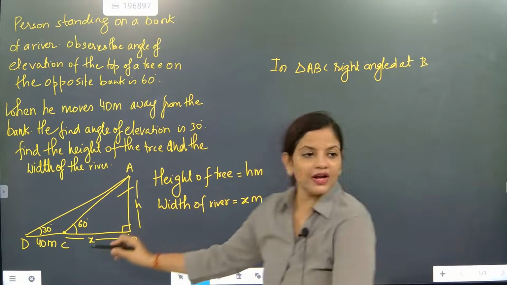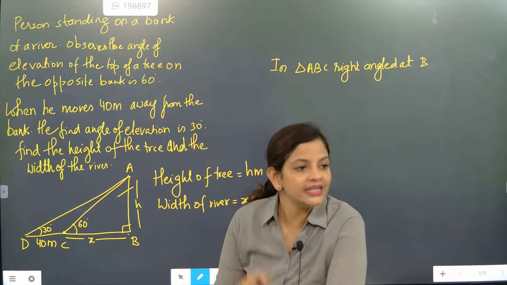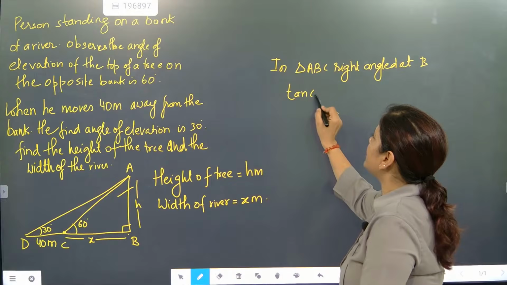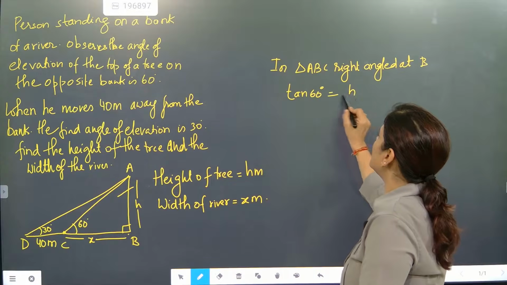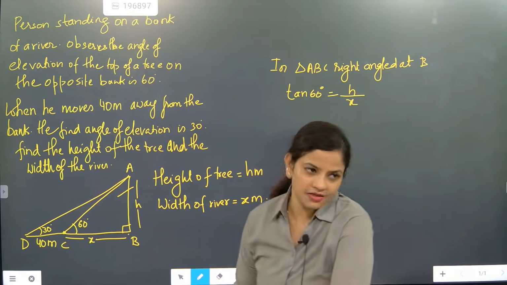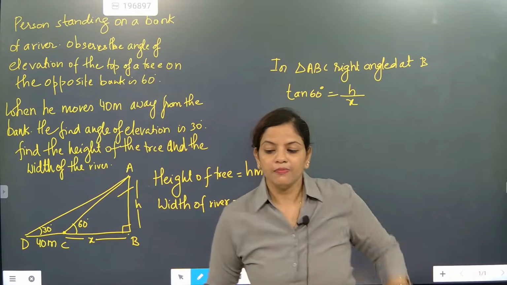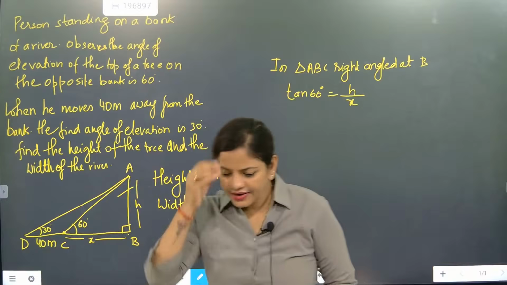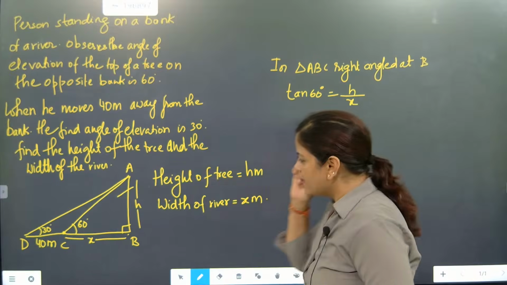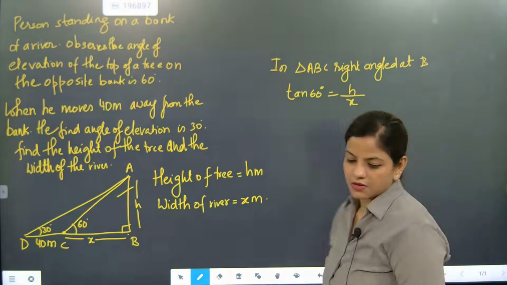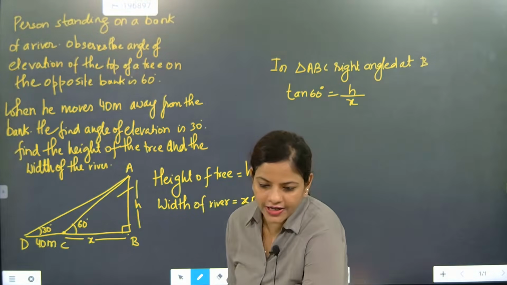So what are we going to write? Tan 60 degree. So tan 60 degree will be what? Can you tell me, beta? Tan 60 degree will be equal to h by x. Correct? Because tan theta is perpendicular by base.